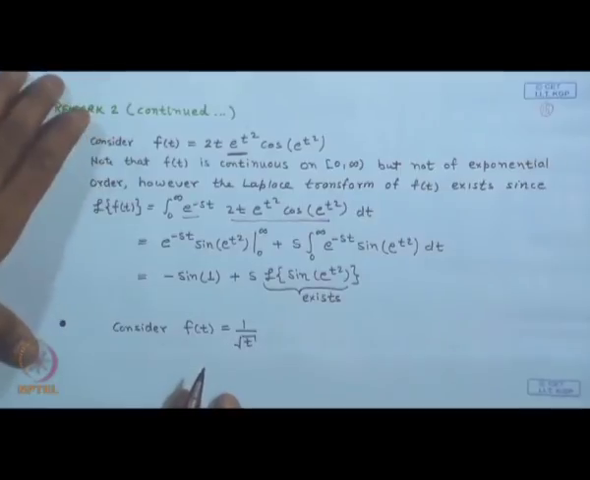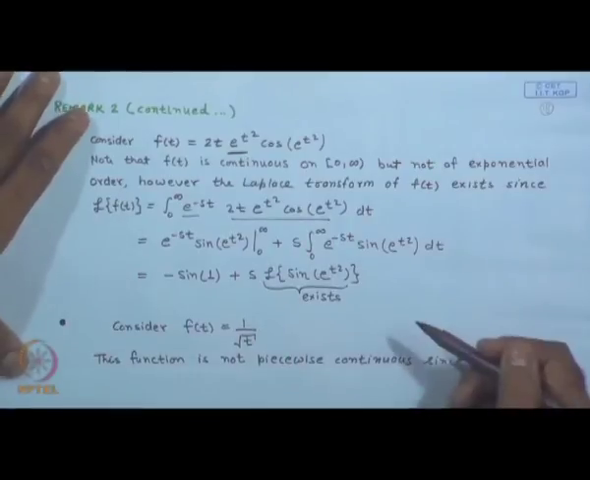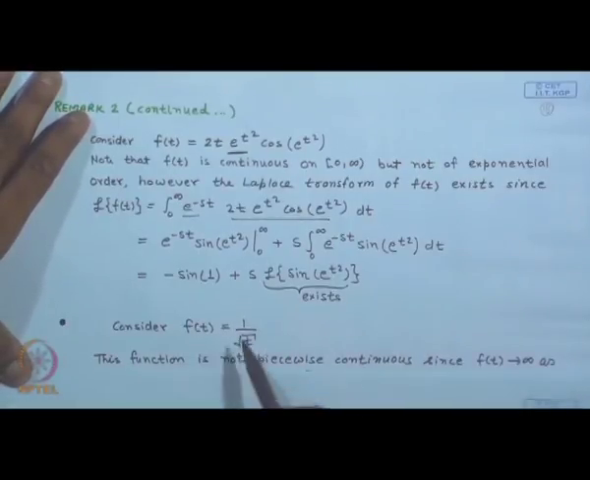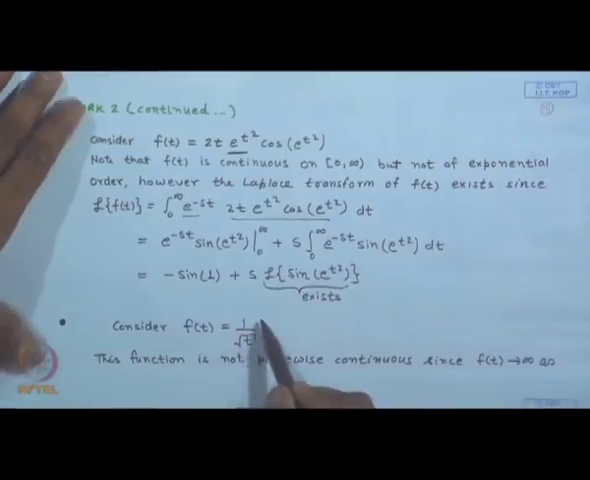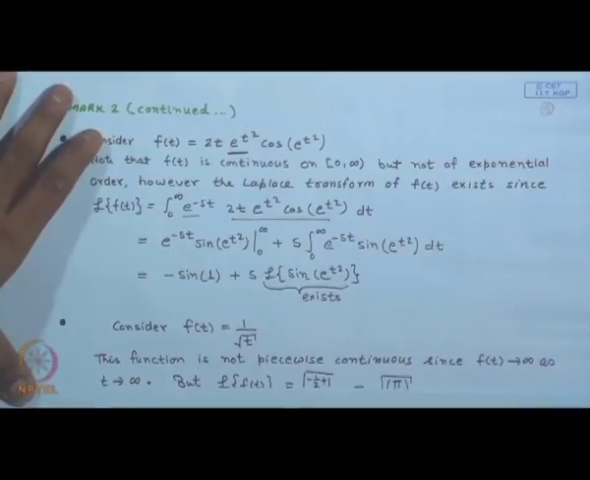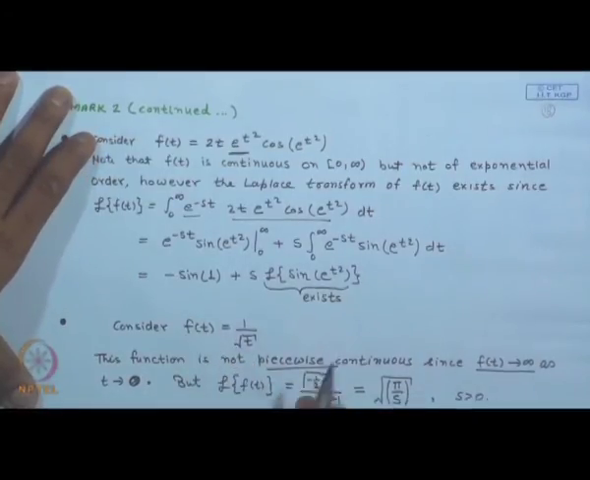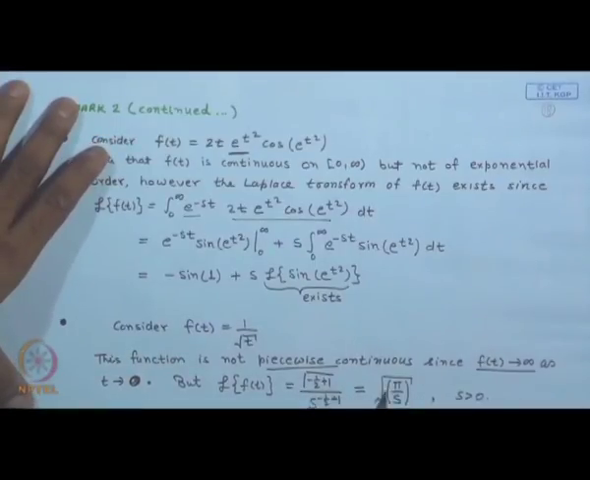Let us take another example, f t is 1 over square root t. This function is not piecewise continuous, because f t approaches infinity as t approaches 0. But the Laplace transform of this f t is gamma of minus half plus 1 over s power minus half plus 1, that is, square root pi over square root s, for s positive.